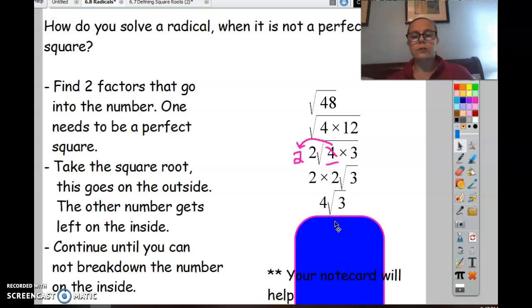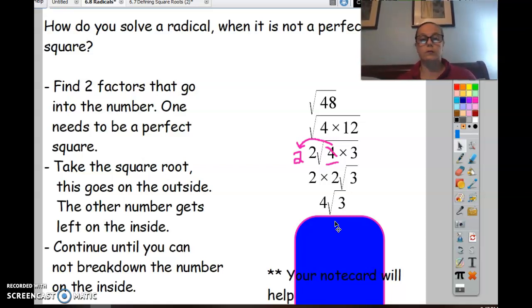There are also some other ways to do this, but right now we're just going to think about it as perfect squares. So again, like our steps over here say, you want to look for factors that go into it. One needs to be a perfect square. If neither of them are a perfect square, you're not going to be able to break it down this way. You want to take the square root of your perfect square.